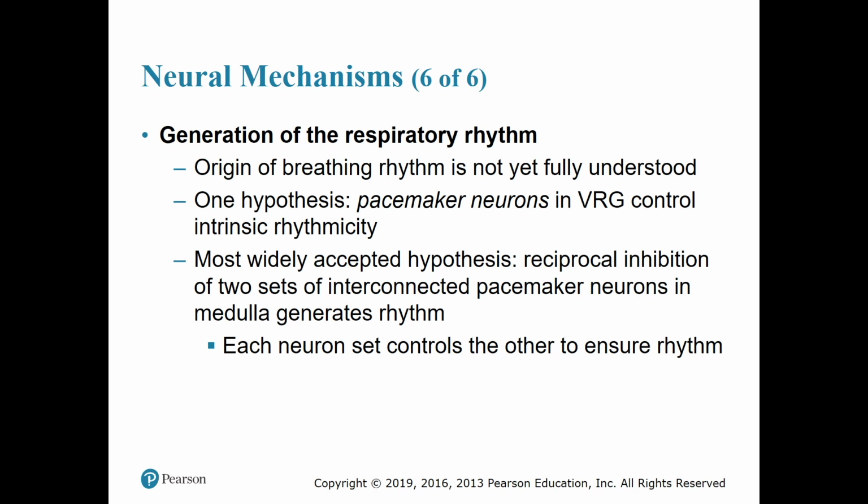The origin of breathing rhythm is really not yet fully understood. One hypothesis is that there are pacemaker neurons in the VRG that control this intrinsic rhythmicity of breathing. But the most widely accepted hypothesis is that there is reciprocal inhibition of two sets of interconnected pacemaker neurons in the medulla that generates the rhythm. Each neuron set controls the other to ensure rhythm.